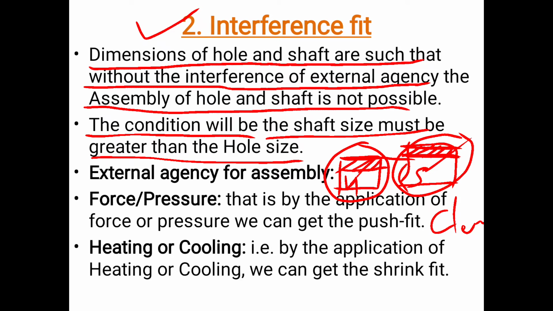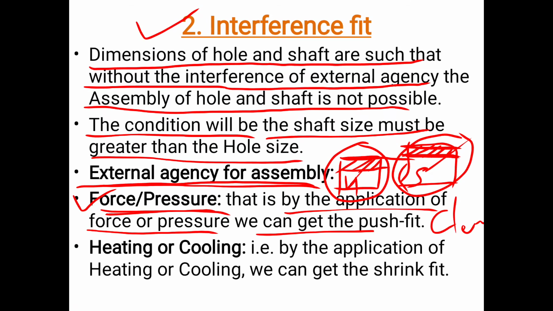Okay, so which external energy or external agency will be used for making the assembly when the shaft size is greater than the hole size? The first one is force or pressure. Force, pressure or a forging operation will be used, or a hammering operation, so that the shaft can be push fitted in the hole. With the application of force or pressure, we can push fit the shaft into the hole, and we can have that shaft and hole assembly.